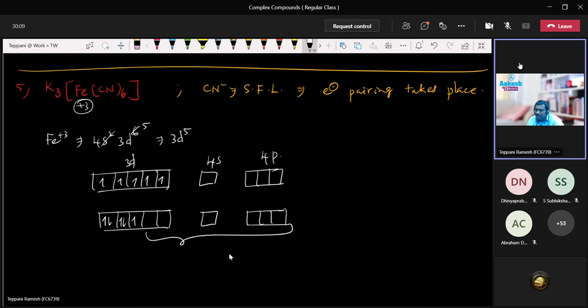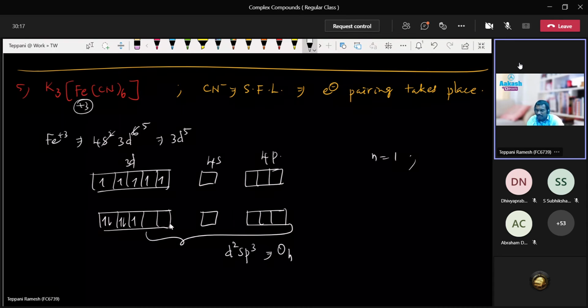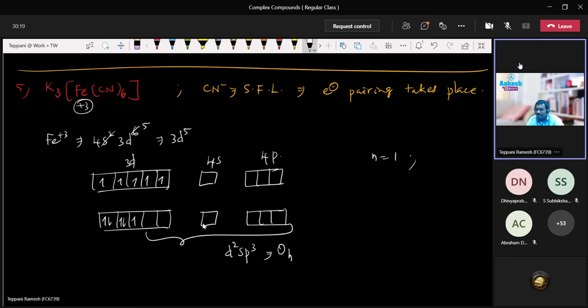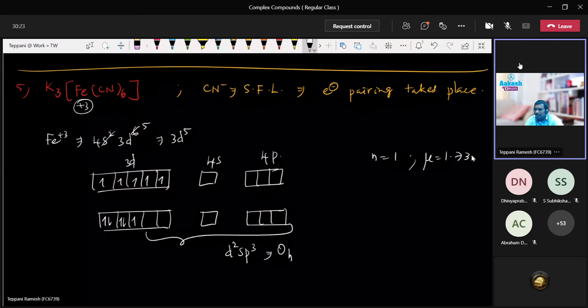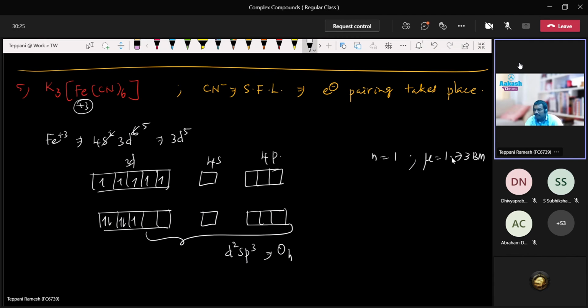Then d2sp3, octahedral structure. n value is 1. After that, electrons will be filled as electron pairs. Mu equal to 1.73 Bohr magnetons approximately. Paramagnetic. Inner orbital complex.